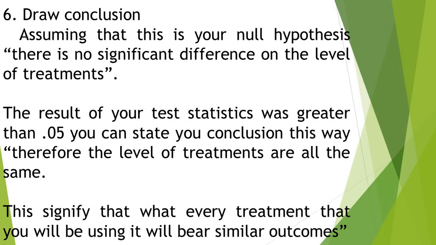Sixth, draw conclusion. Assuming that this is your null hypothesis, there is no significant difference on the level of treatments. The result of your test statistics was greater than 0.05. You can state your conclusion in this way: therefore, the level of treatments are all the same, which means there is no varying difference among treatments. This signifies that every treatment that you will be using will bear a similar outcome.